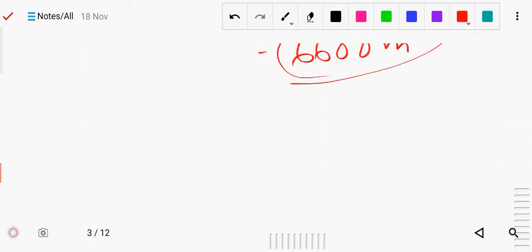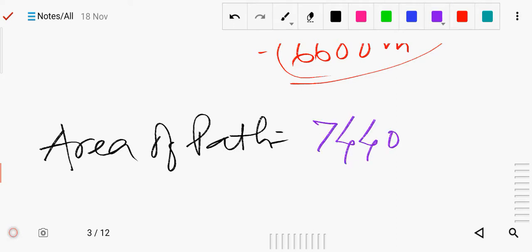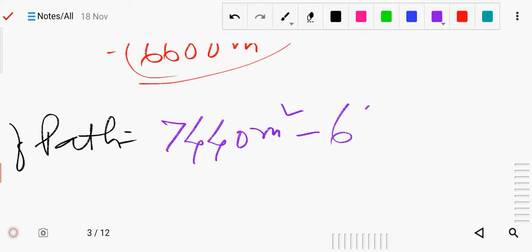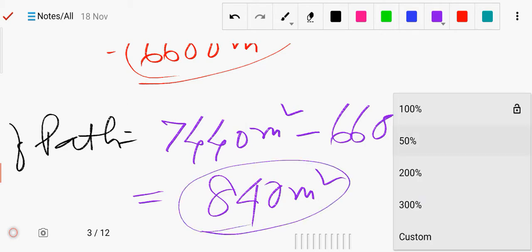Now we can find the area of the path, so we can subtract. The area of the path will be the subtraction of these two values: 7440 meter square minus 6600 meter square. So you will get 840 meter square. So that's your answer, 840 meter square.